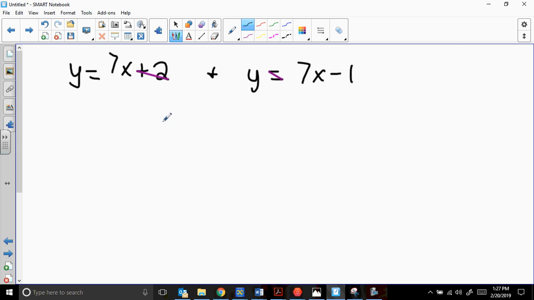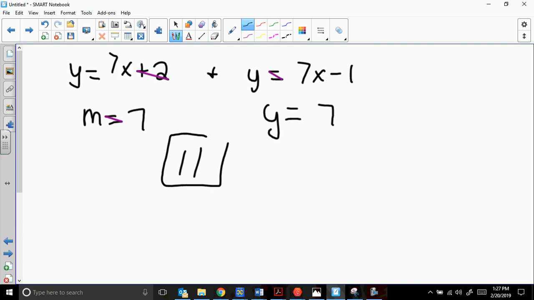Okay, so now we're trying to determine, are these lines perpendicular to each other, or are they parallel, or are they neither? What information do we need? We need their slope. Remember, these are in slope-intercept form, so the number sitting in front of the x value is the slope. In this one, the slope is 7. And over here, the slope is 7. So they have the same slope, so these lines are parallel. Remember, that's the symbol for parallel.